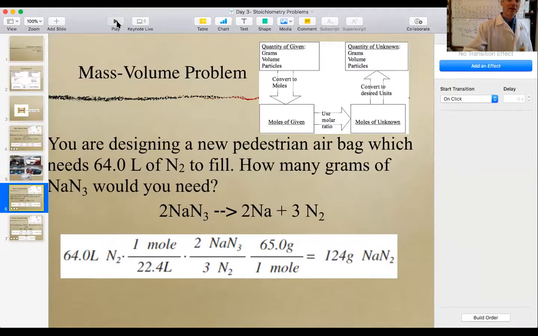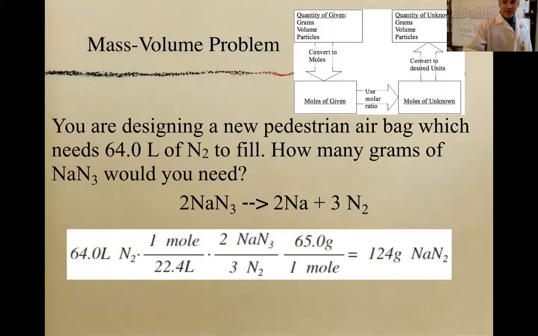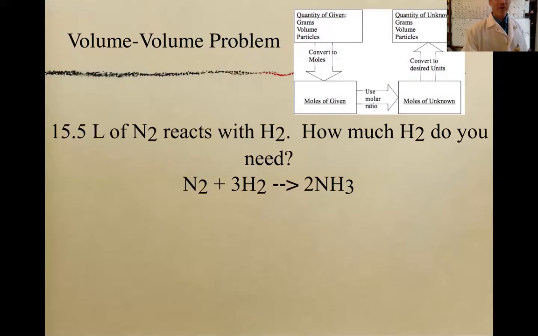All right. Yeah, we did that one right. All right, so last problem, last example anyway, is how we can convert from liters to liters.